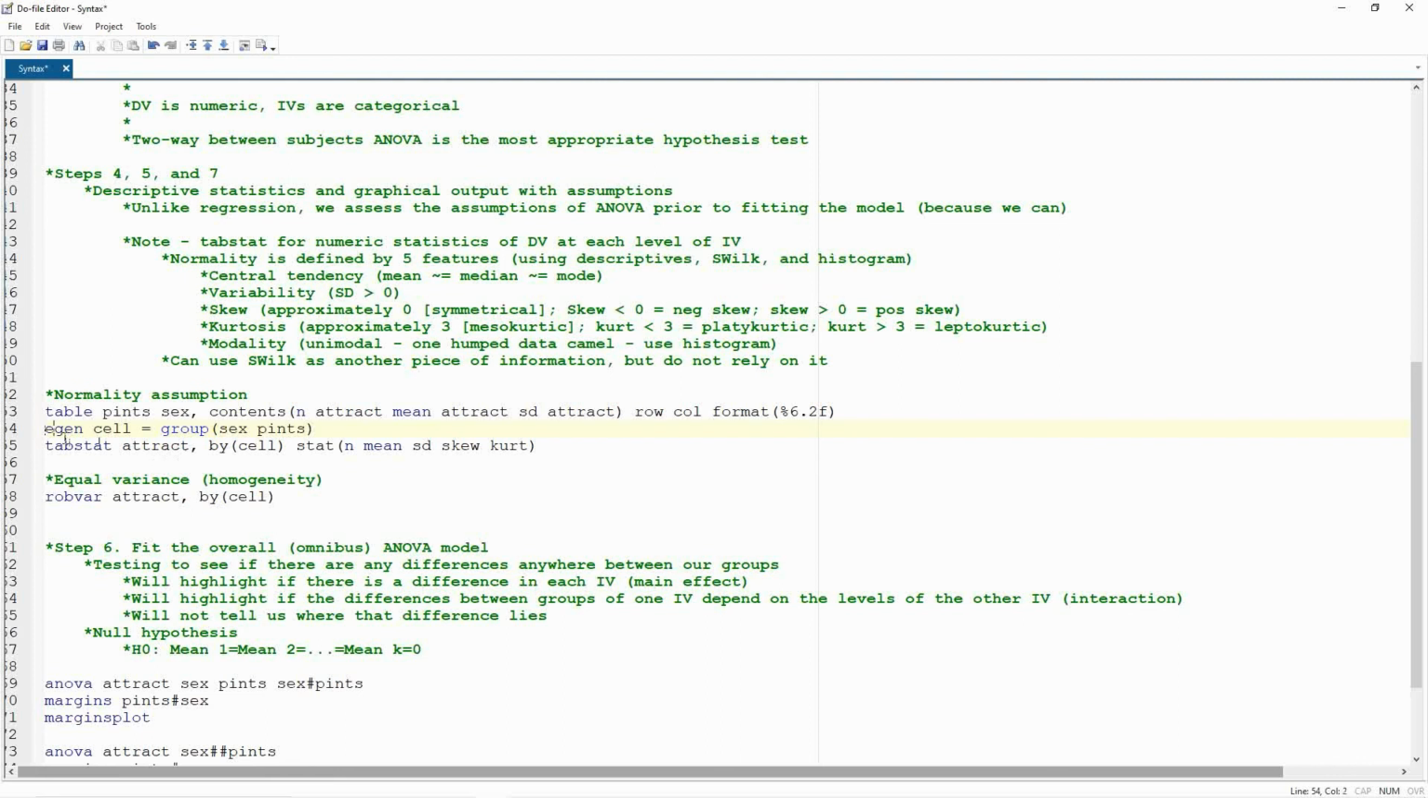So to do this, we use the egen command. We put in a new variable name, anything you like. You could write "I hate statistics" if that's what you want to write. I chose to use cell because I'm boring. Egen, a new variable name, cell, equals, now you need to write group, so that's an actual command, and then in brackets your two categorical variables. So egen, new variable name, equals group, brackets, sex, pints. And that's going to create a new variable called cell that will have 6 levels representing our 2 genders at each level of pints.